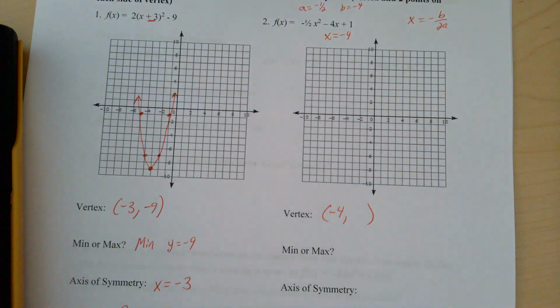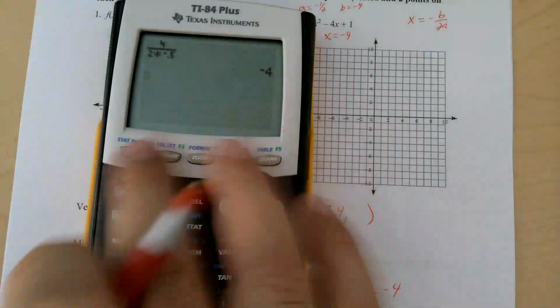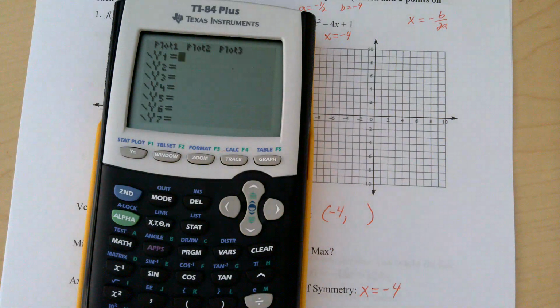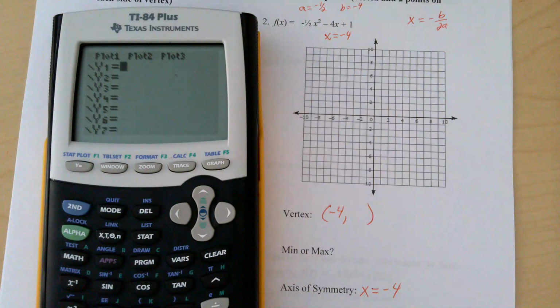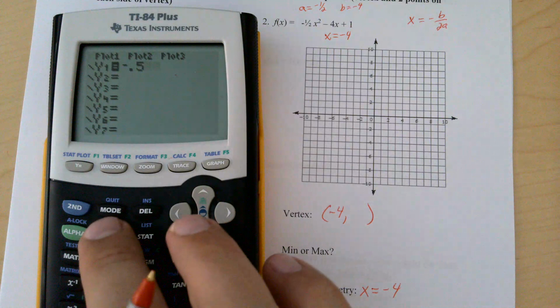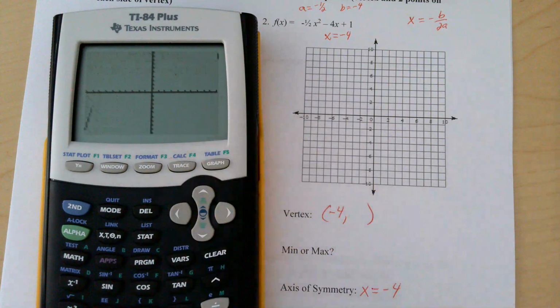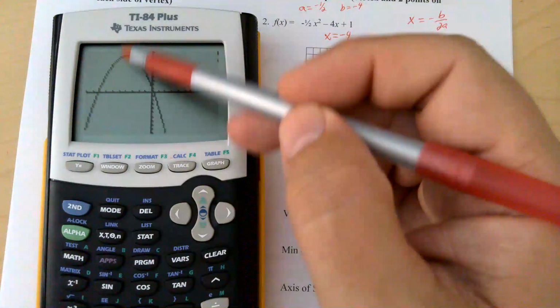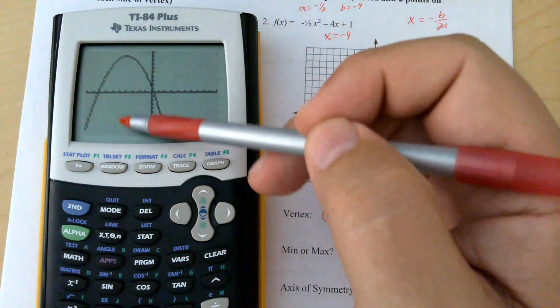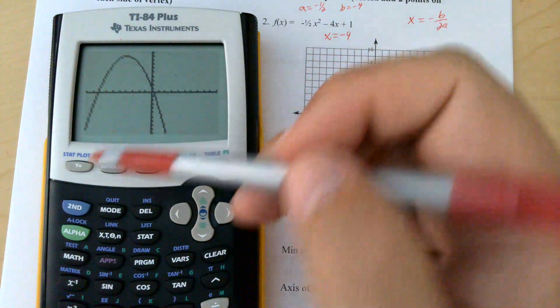I don't know the y value yet, and I do know the axis of symmetry. So when I type this in at the y equals screen, I should just confirm that. Okay, we should be able to see that. So negative 0.5 x squared, and then minus 4x, and then plus 1. Okay, we can hit graph just to see. I feel good about my line of symmetry. It looks like it would be cut in half at negative 4.